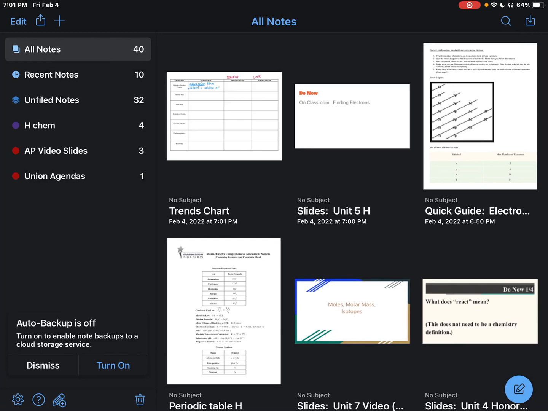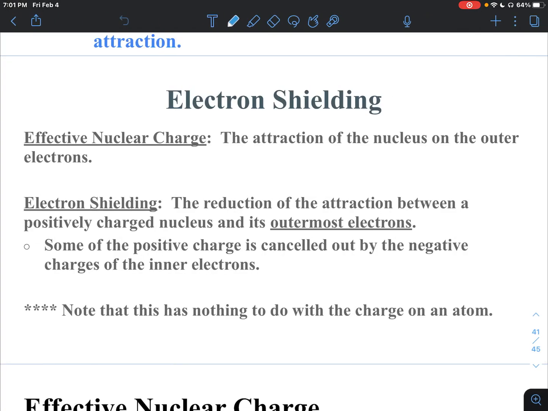The thing that factors into there is something called electron shielding. Electron shielding is the reduction of the attraction, because we're talking about nucleus to outer electrons. That electron shielding is what we call the core electrons. And they cancel out some of that positive charge. They're blocking the attraction. Okay, so this doesn't have to do with the charge in an atom. It is related, so this isn't totally true. It's definitely related, but it's not important for you to know what that relationship is right now.